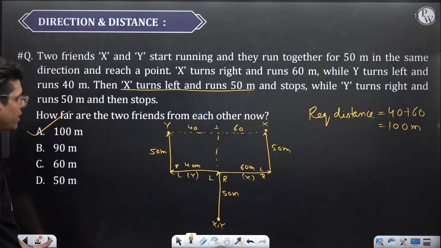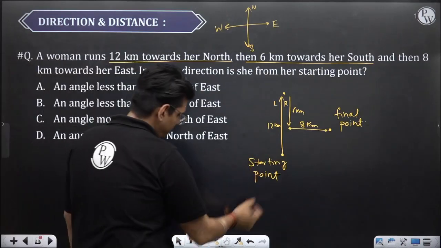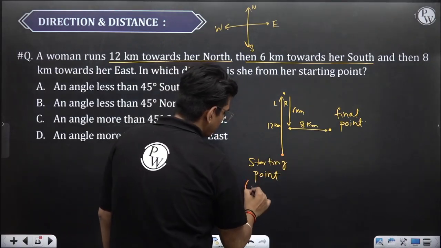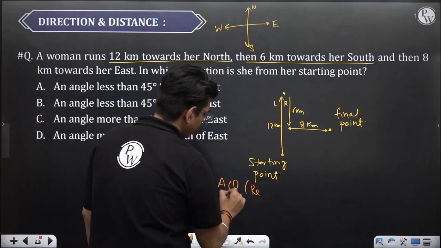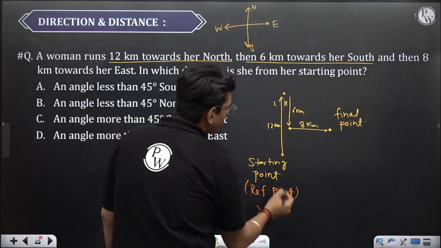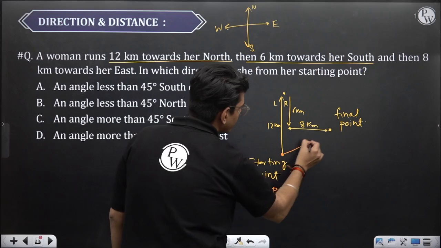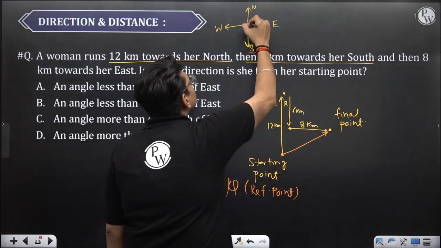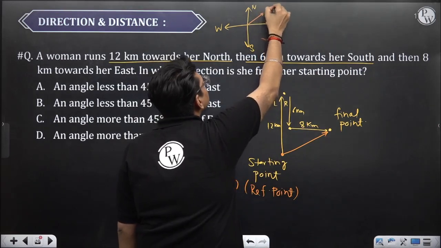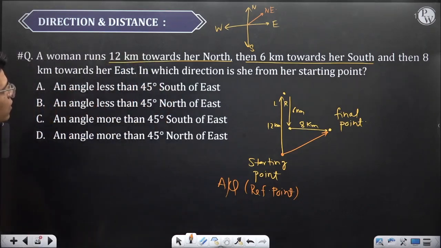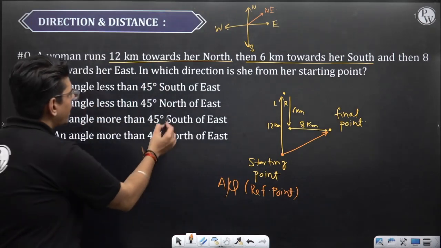Get back to the question now. So this is our starting point, right? This is our starting point, and according to the question, our reference point also. So from the reference point, we need to look at our final point. We need to know what this direction is. This direction is nothing but north east. All right. So what are the options? North of east, we have two options.